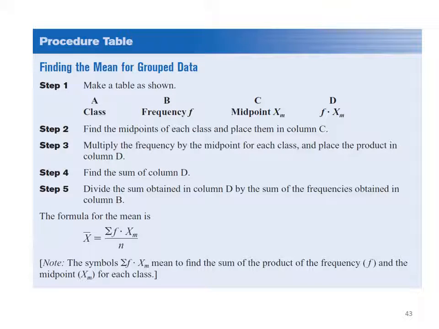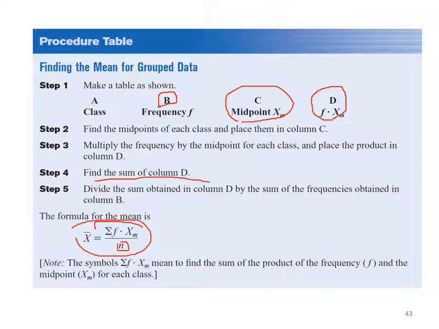This is the procedure, so you have to follow it. First step: they give the class and frequency, so you have to find the midpoint and calculate the product of midpoint and corresponding frequency. That means you have to construct two new columns. Then find the sum of column D, which is our numerator term, and the summation of f, column B, which is equal to n. Then divide one by the other to get x bar. So this is the procedure table.